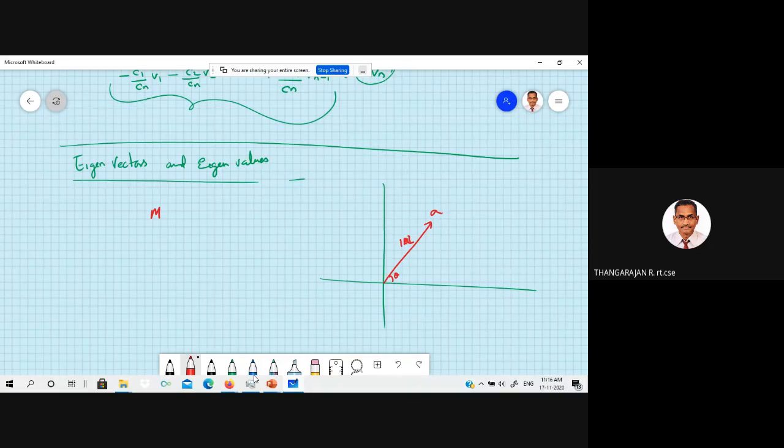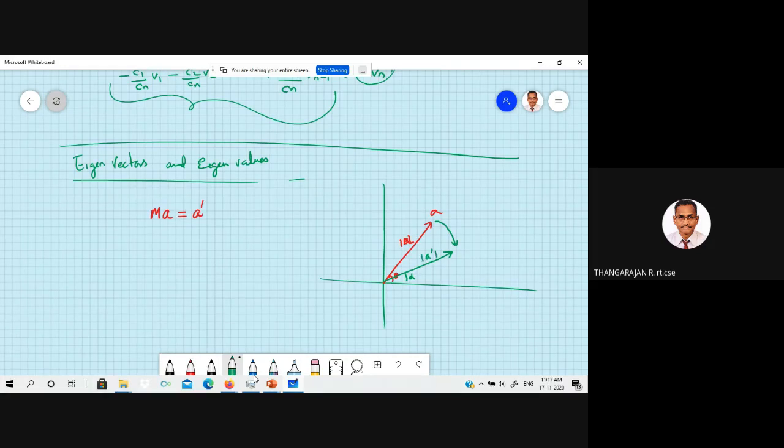So when I apply a matrix M to a vector A, what do I get? I get another vector A dash. For example, say I want to rotate and shrink this one. So what I've done, I rotated this here, and that means I changed the angle from theta to alpha, and I have shrunk the length also. It's not A, it's now some other value, say A dash.